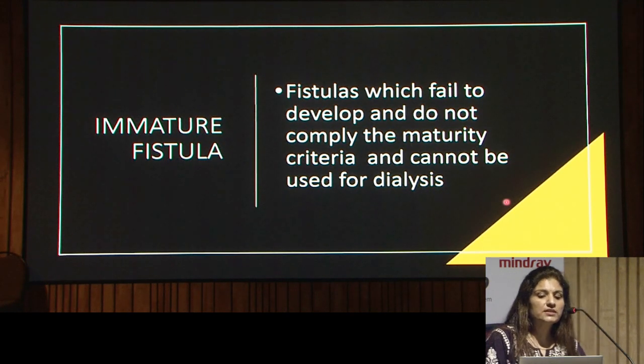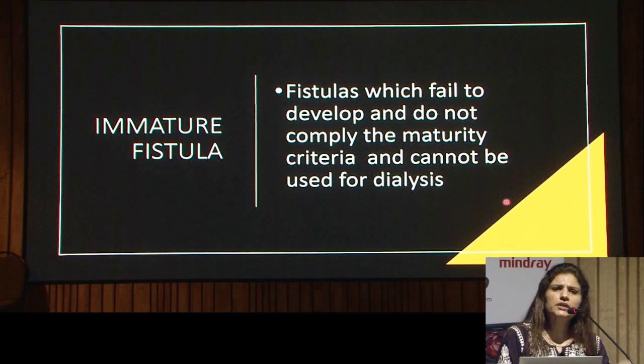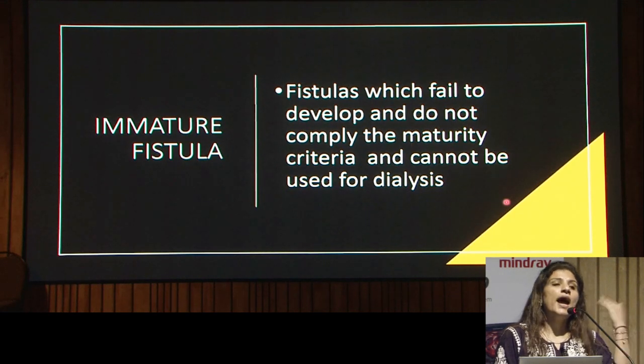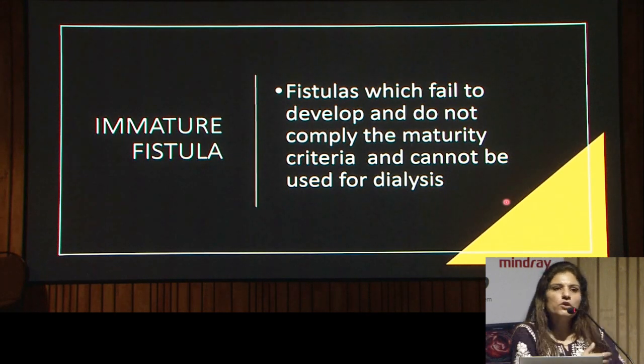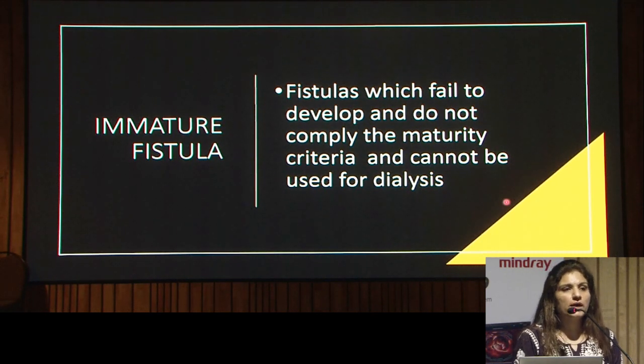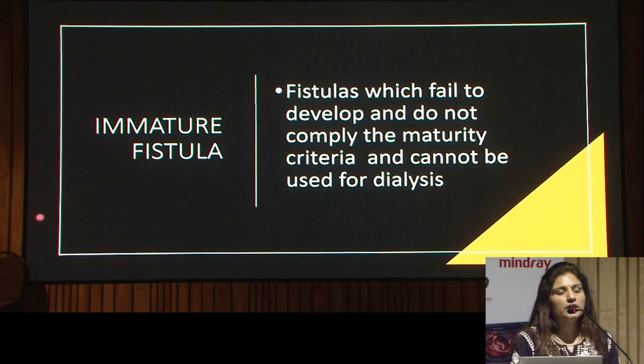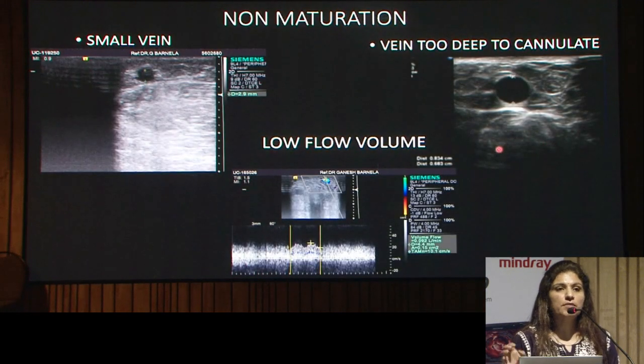Immature fistulas are basically those which fail to develop, and there are multiple reasons why they do not develop, and that is the reason they are sent back. Usually for maturation, urologists or nephrologists do not send it back to us because they clinically see the thrill. If the thrill is there and they are able to cannulate the fistula, they do not send it to us. But in case they are not able to feel the thrill or their technician is unable to cannulate the vein, they send it back to check whether the fistula is mature or not.